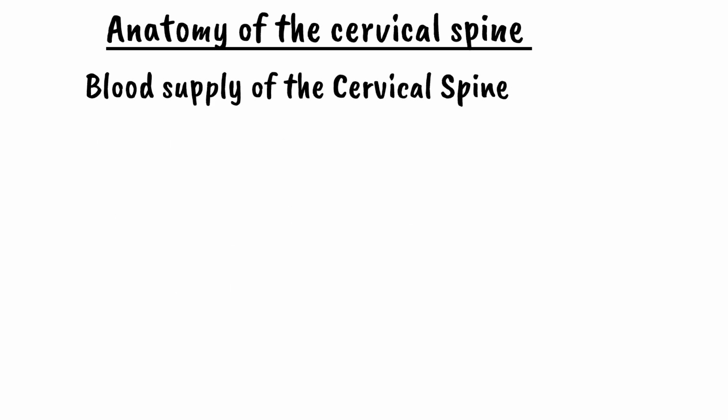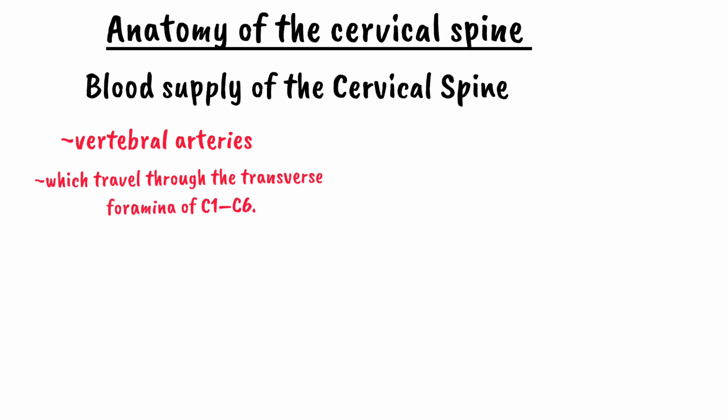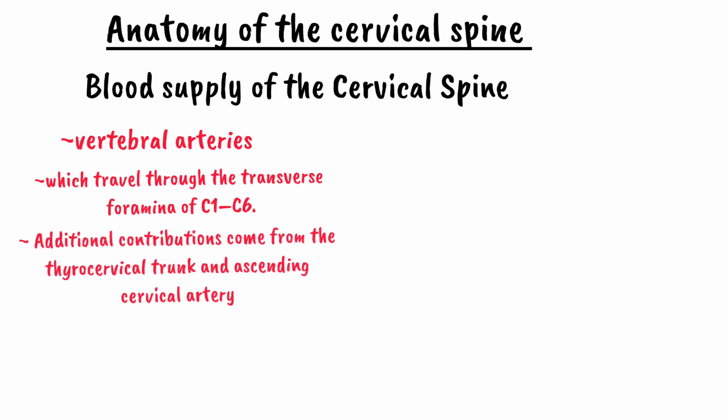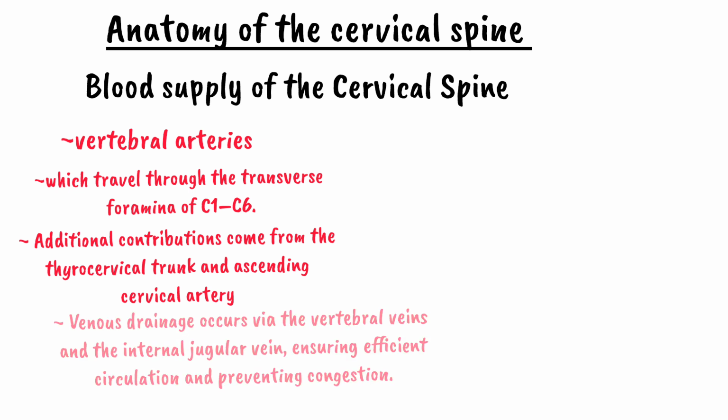Blood supply to the cervical spine. The cervical spine receives blood supply from the vertebral arteries, which travel through the transverse foramina of C1 to C6. These arteries form the basilar artery, supplying the brainstem and cerebellum. Additional contributions come from the thyrocervical trunk and ascending cervical artery, which nourish muscles, vertebrae, and spinal cord structures. Venous drainage occurs via the vertebral veins and the internal jugular vein, ensuring efficient circulation and preventing congestion.